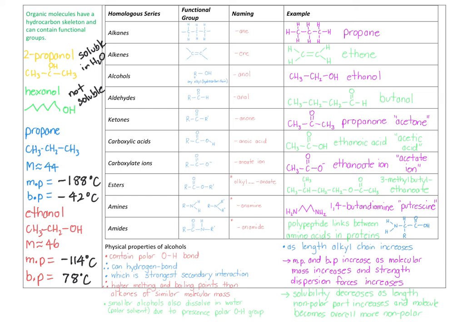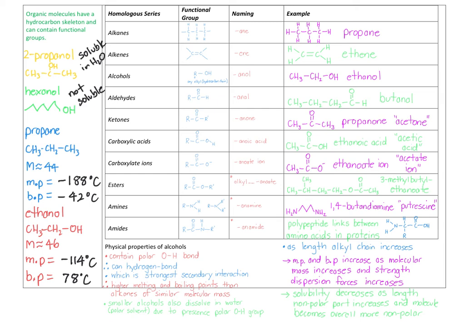The physical properties of the alcohols. So the alcohols contain a polar OH bond. This OH bond here in the alcohol is polar. Because it is polar and it's oxygen-hydrogen, which is one of those special cases, it can hydrogen bond. Hydrogen bonding is the strongest secondary interaction that we can have. Therefore, alcohols will tend to have higher melting and boiling points than alkanes of similar molecular mass.